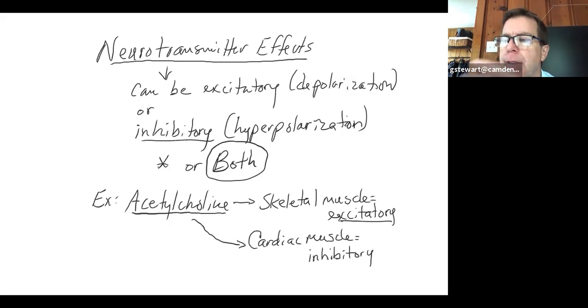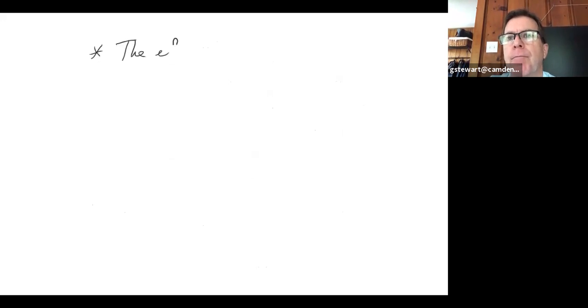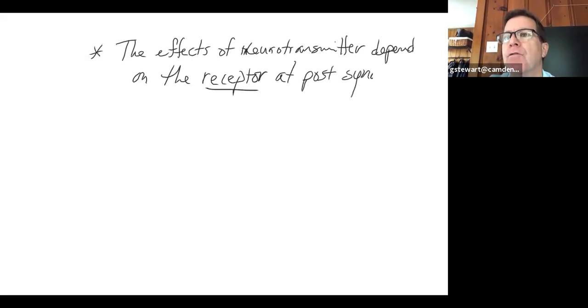So when acetylcholine is released on our skeletal muscles, it causes them to contract, and contract more quickly if more acetylcholine is released. But the exact same chemical, when it's released on cardiac muscle, is inhibitory and causes less contraction. It causes the heart to actually slow down. It's not excitatory, it's inhibitory. That's really important to remember. What that tells us is the effects of neurotransmitter, this is really important, depend on the type of receptor at the postsynaptic cell, not on the neurotransmitter itself.